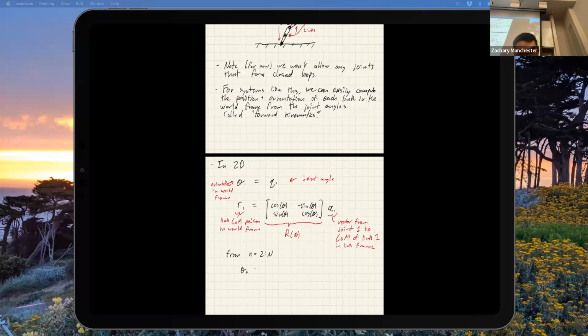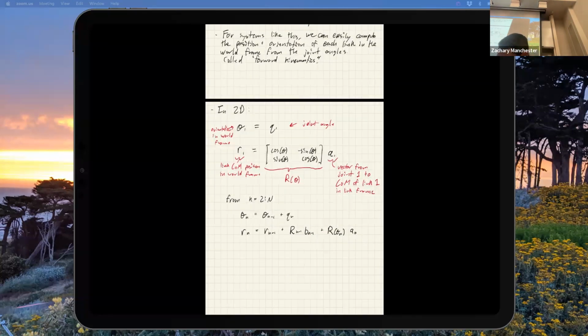So we have theta k equals theta k minus 1 plus qk. We add the joint angles as we go, and then rk equals rk minus 1 plus these vectors, which I'm going to define in 1 second. So this is the one we just did. A is the vector from the joint to the center of mass. B is the vector from the center of mass to the next joint on that same link, right? And I'll draw a picture of this in a sec.